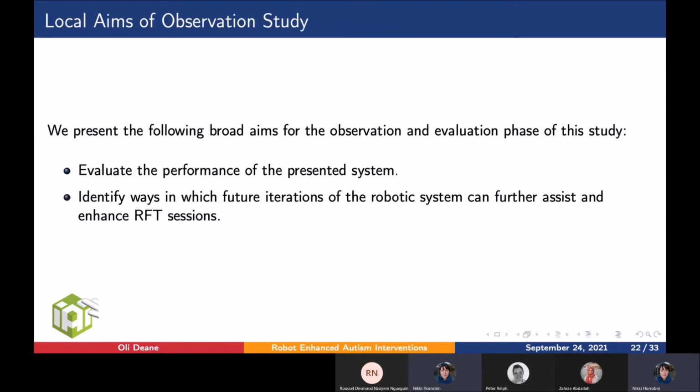So we deployed this in an observational study with a child and a therapist with some relational training. And then for this part of the investigation, we present two broad aims. The first is to evaluate the performance of the current system, so how well the auditory and visual system performed, and the other was to identify ways in which future iterations of the robotic system can further assist or enhance the RFT sessions.